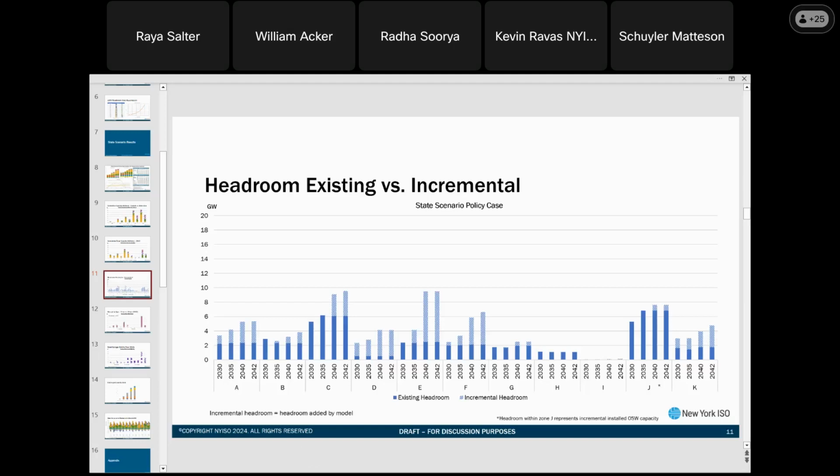Just to make sure I really understand how the 15% was done. This is Bill Acker again. For zone J, you're only adding about 1 gigawatt of incremental headroom, so that's done at the headroom cost because it's only 1 gigawatt. And for zone E in 2040, you're adding about 6 or 7 gigawatts, so that's done at 15% increments for all the 7. So at least a factor of 2 higher than the zone J headroom cost. Do I understand this correctly? Yes, I think so.